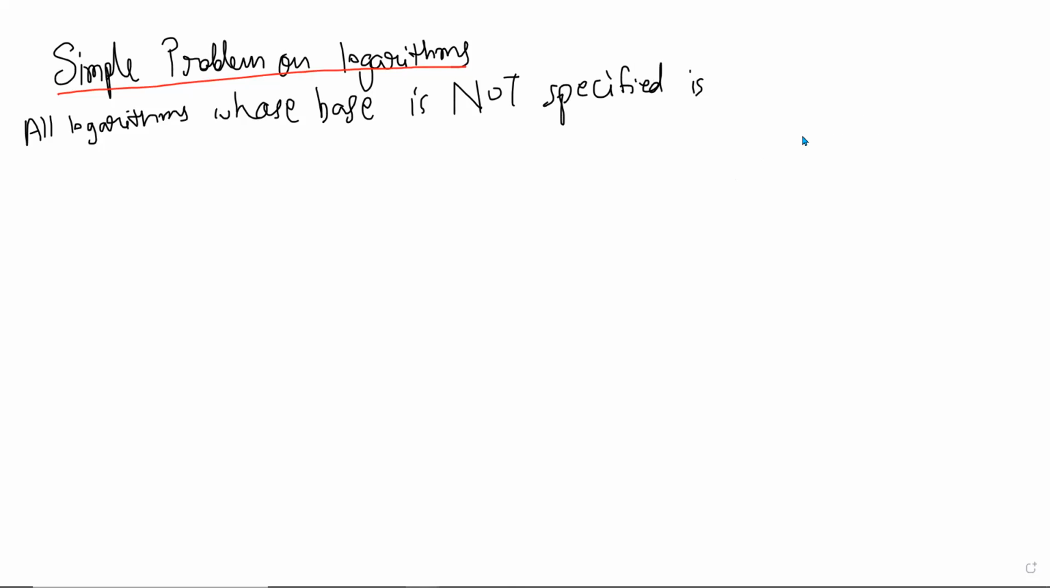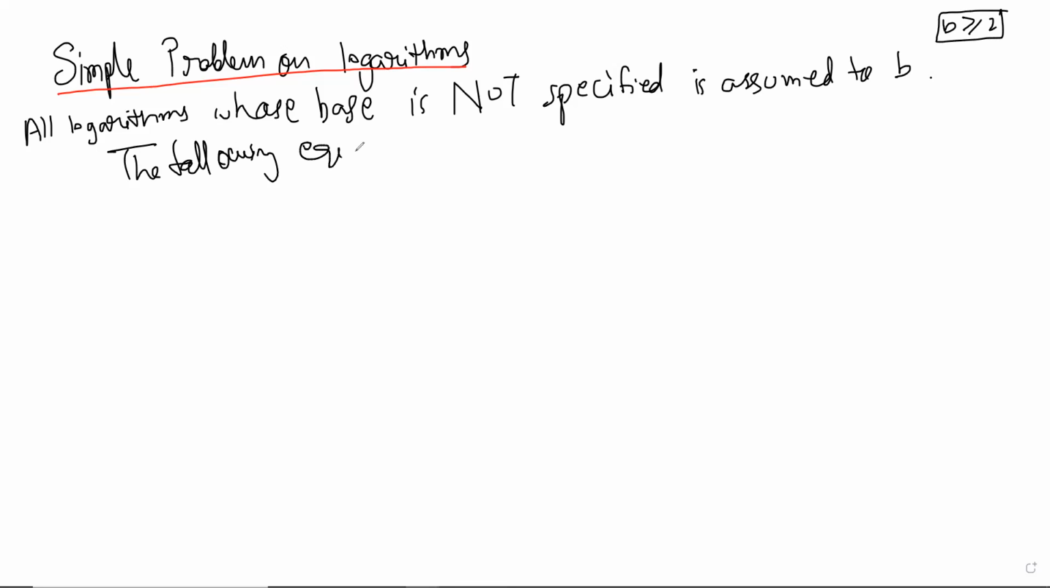Okay, whenever the base is not specified, it is assumed to be b, some b, and b is bigger than or equal to 2. Now you can think why this condition is given, but maybe that's not needed to do the problem. Maybe. Okay. Now the following equations are true.